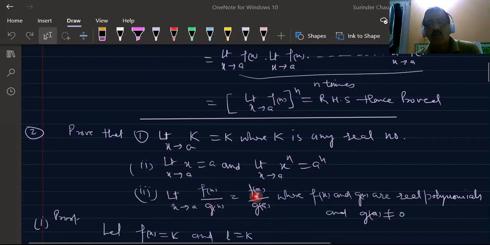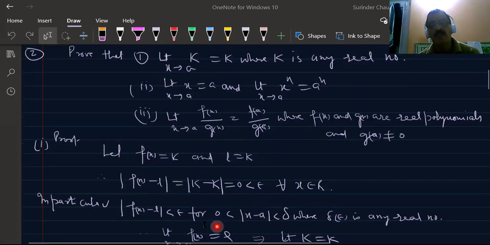the value of the quotient at a, provided your denominator is not zero. Means this you can directly substitute. If the denominator does not come out to 0 for x approaching a, then we can directly substitute the value, replace x by a.